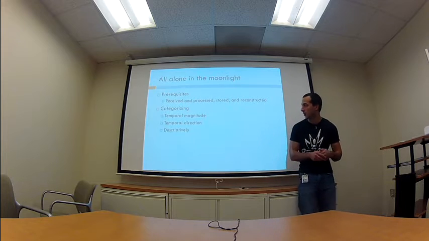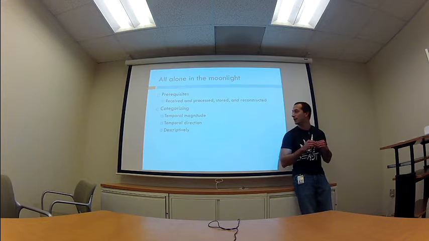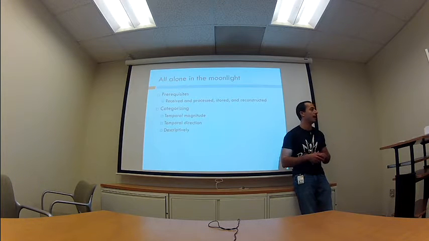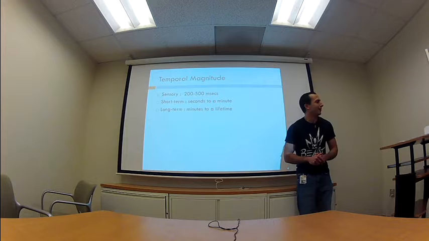And then we'll get into categorizing, which again is in some ways going to be not true to the neurophysiology below it, but is a good way to start. And so, we're going to look at temporal magnitude, temporal direction, and then looking at memory descriptively a little bit. All right, so we'll move on to the next slide. All right, and we'll see how well this works.